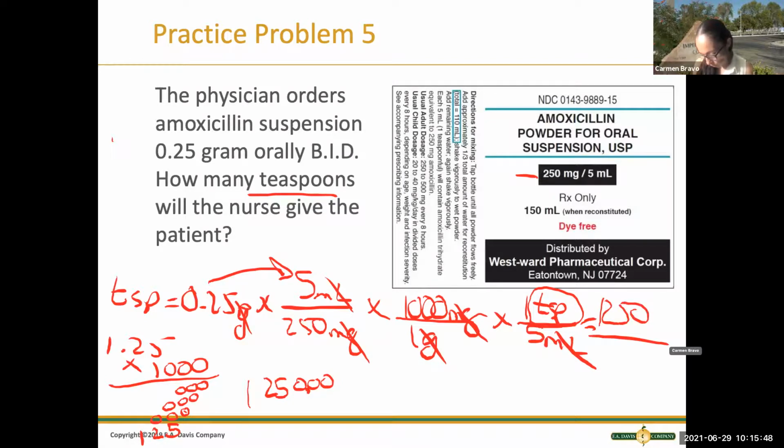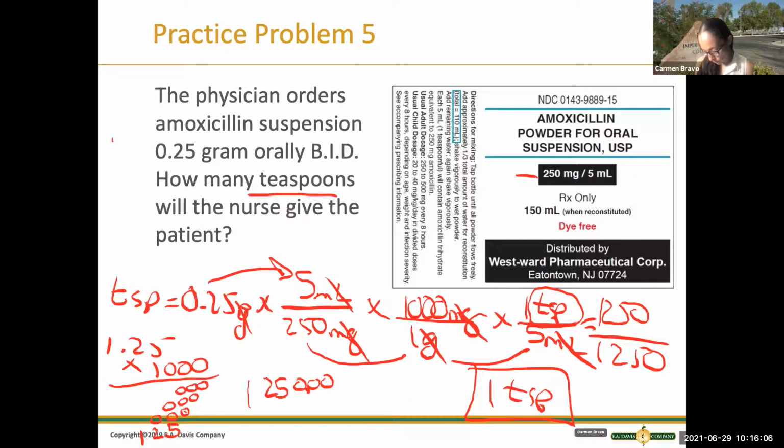And in the bottom, I have 250 times 1 times 5, which is exactly 1250. So that divided is going to be 1 teaspoon. I skipped a few steps, you guys, because I just multiplied the 250 by 1 by 5, which is going to be 1250. And then once I divide the 1250, it's 1 teaspoon. That will be my answer.